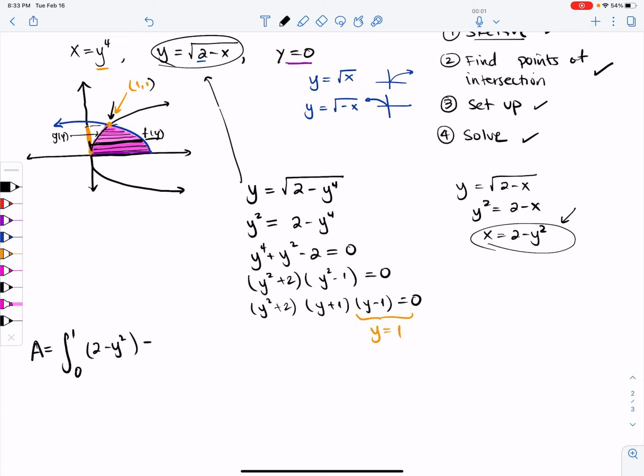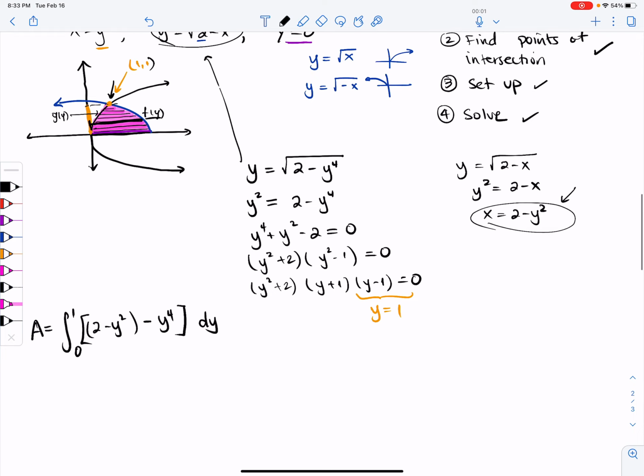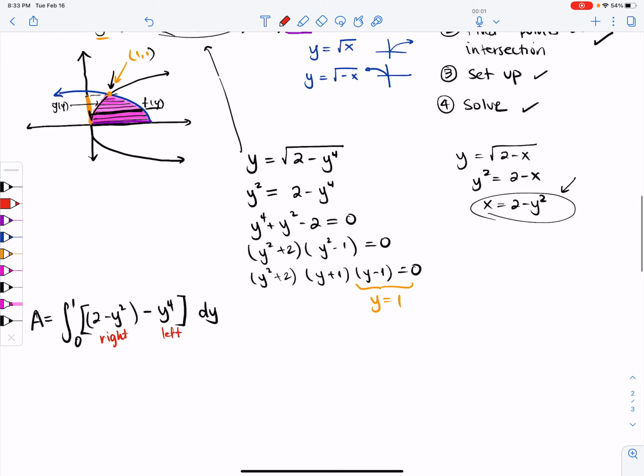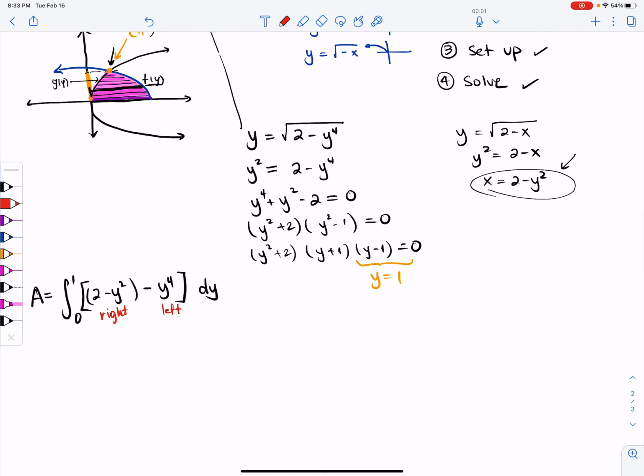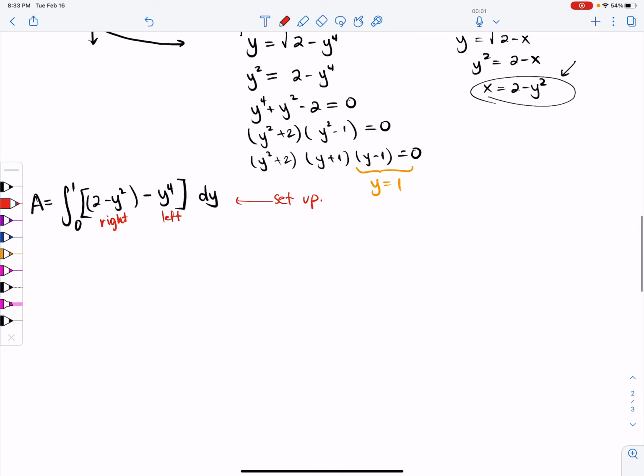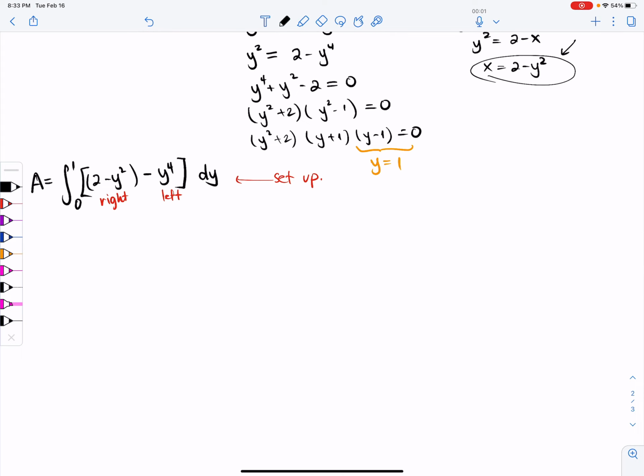And what was g of y? G of y is y to the 4th, dy. You can also think about it in terms of the right curve minus the left curve. So that part here is your setup. What I suggest you do is pause this video and try to solve it on your own. Try to finish the integration on your own and see where that takes you. So I'm going to continue doing it.